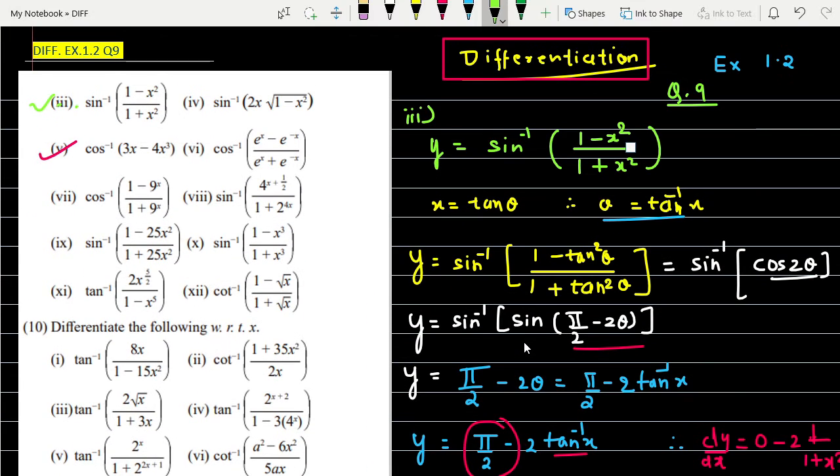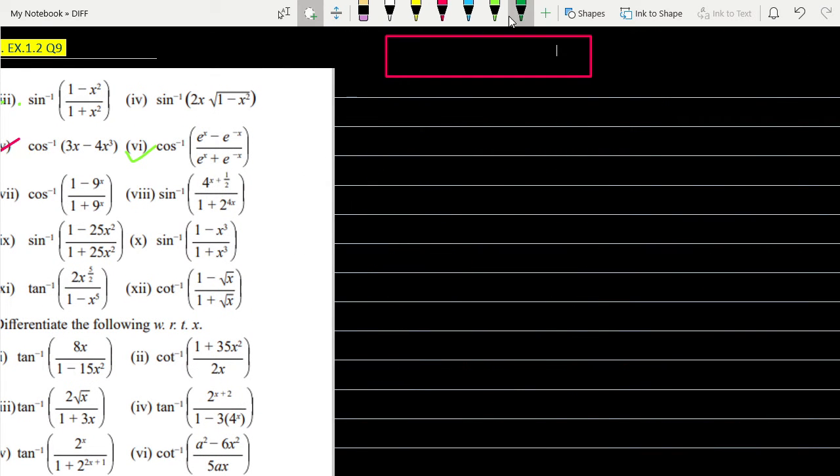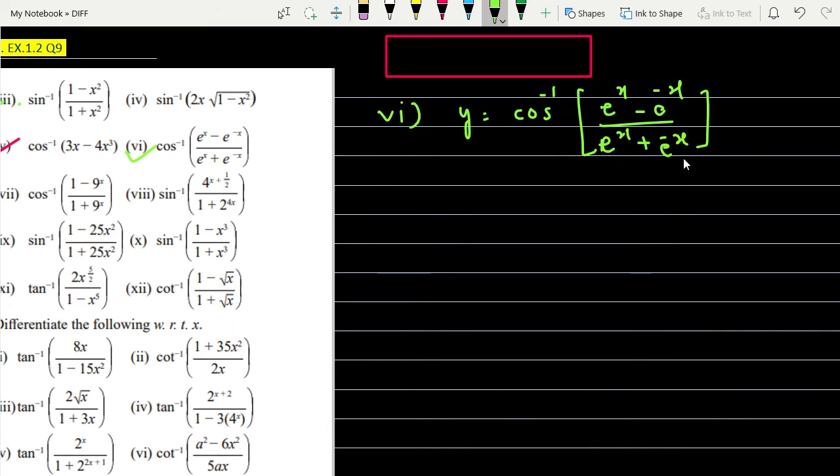We'll do the next question. Question number 6 we will do. Question number 6 is y is equal to cos inverse of e raised to power x minus e raised to power minus x upon e raised to power x plus e raised to power minus x.